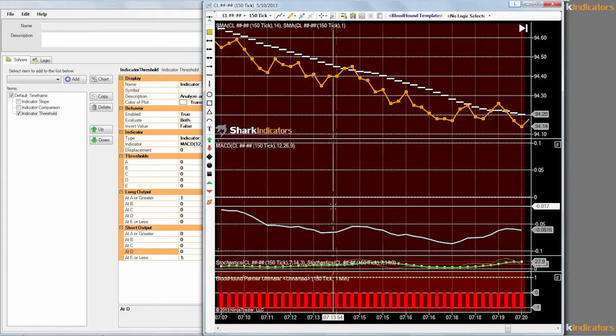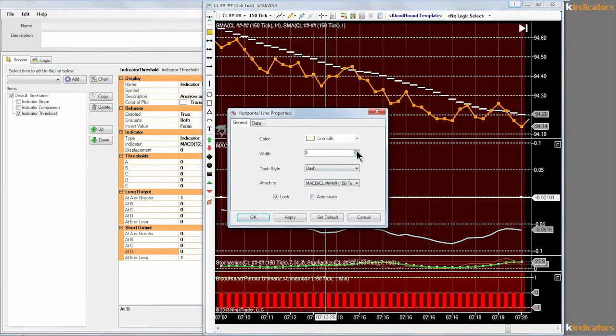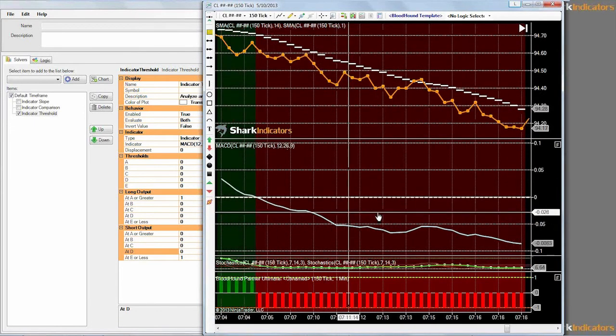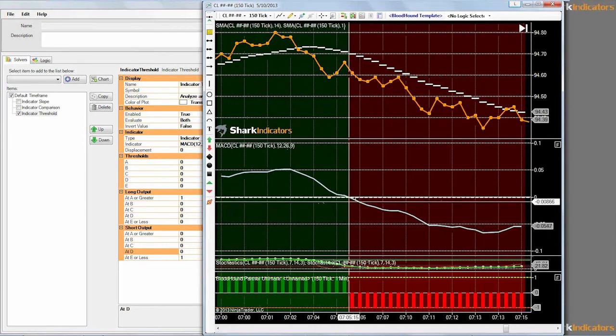And so there we go. So we can see that as long as the MACD is below our 0 line here, and let me make this even more obvious. There we go. And so right here at the crossing point, the way this is set up is just simply looking for our indicator to be above or below the 0 line.